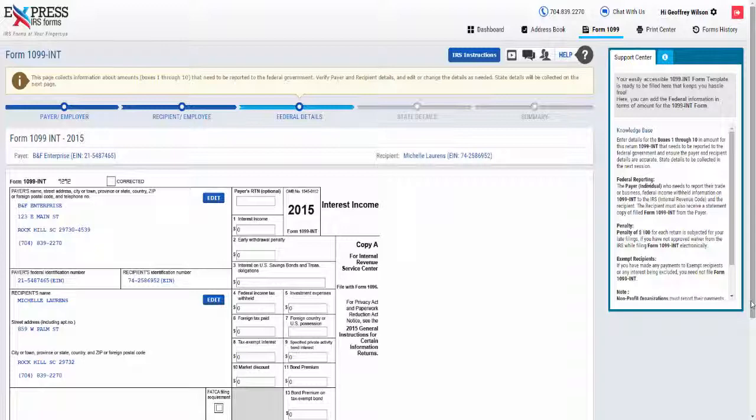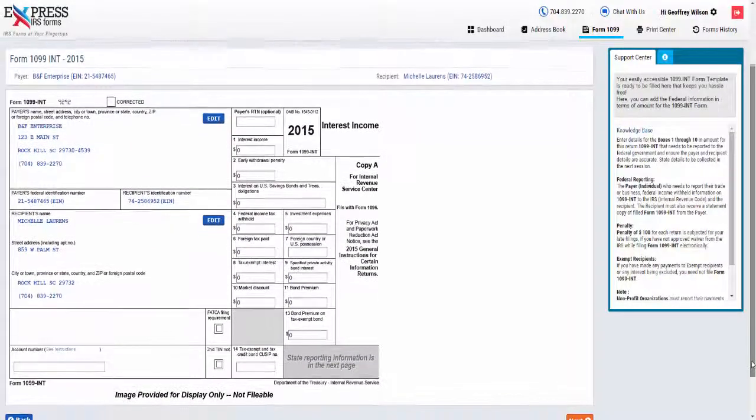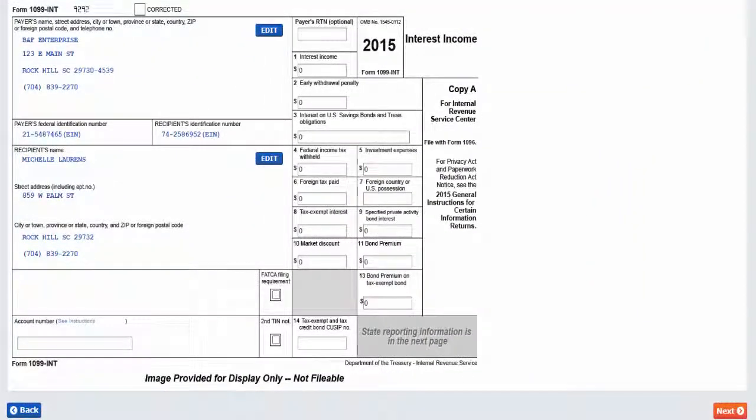Just a few steps. Your easily accessible 1099 INT form template is ready to be filled here that keeps you hassle-free. Here you can add the federal information in terms of amount for the 1099 INT form. Please note, if you have made any payments to exempt recipients or any interest being excluded, you need not file Form 1099 INT.